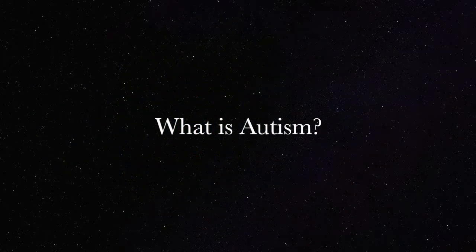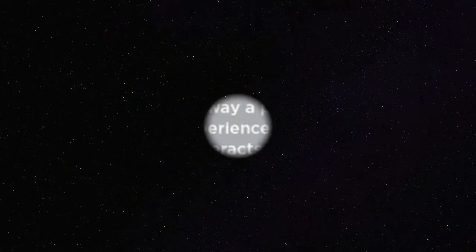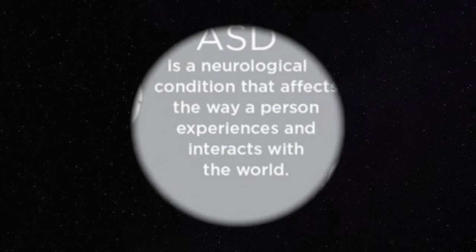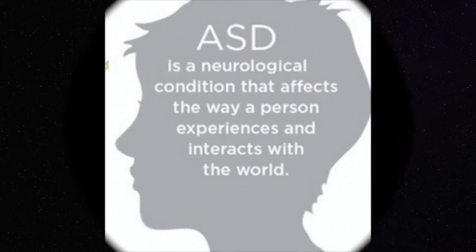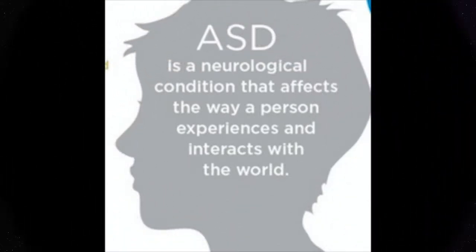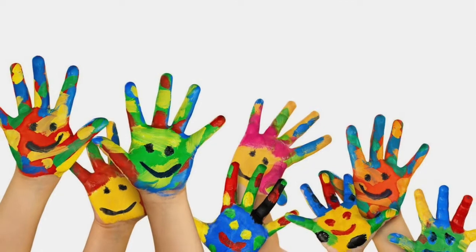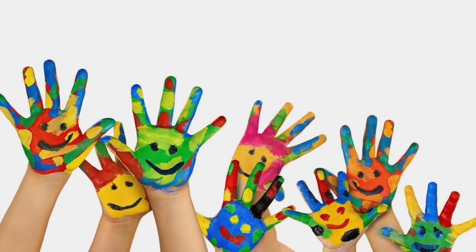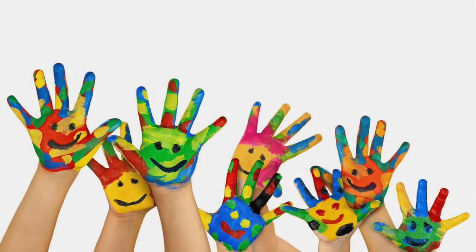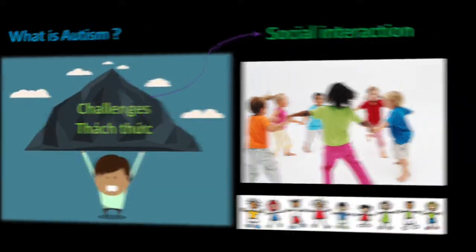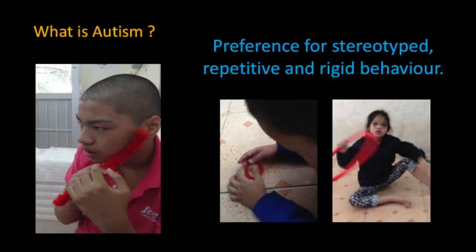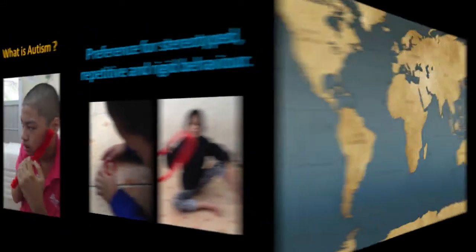What is autism? Autism is a developmental disorder characterized by an individual's inability to connect with and understand others. Symptoms begin from early on in life, typically before the age of 3, and vary from case to case. It is a pervasive developmental disorder marked by impairments in social interaction, communication, sensory processing, and a preference for stereotyped, repetitive and rigid behaviour.